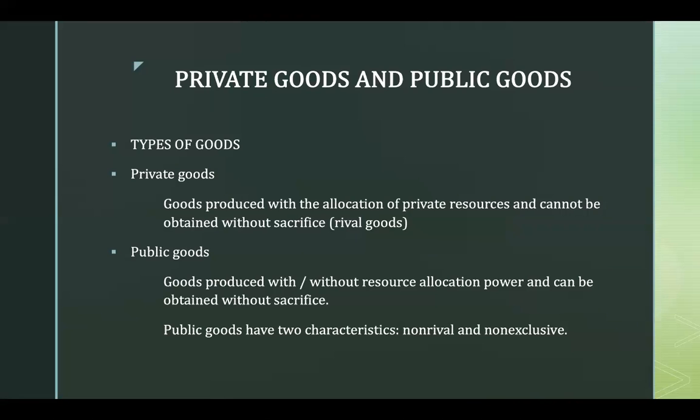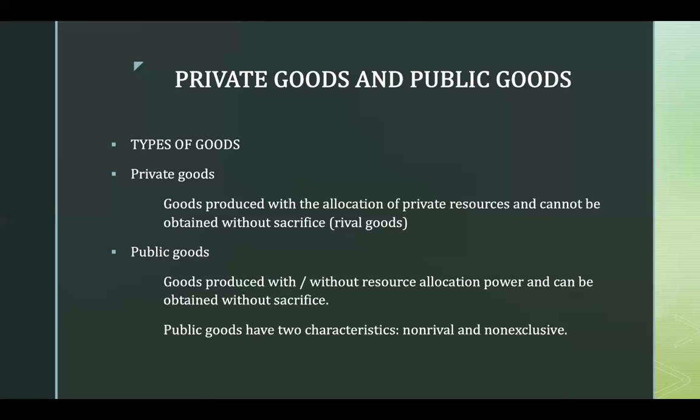Actually, for the type of goods, private goods are goods produced with the allocation of private resources and cannot be obtained without sacrifice, or rival goods. Rival goods mean a good whose consumption by one customer prevents simultaneous consumption by other consumers. So that's private goods. The key point is that private goods are excludable and rival. For example, private goods include food or clothes and so on.